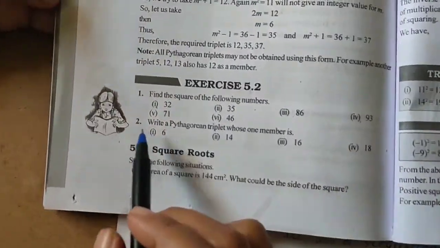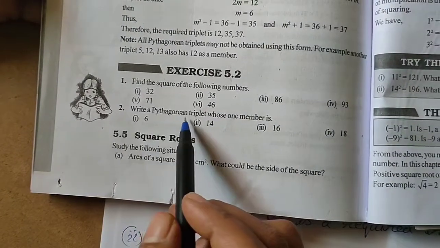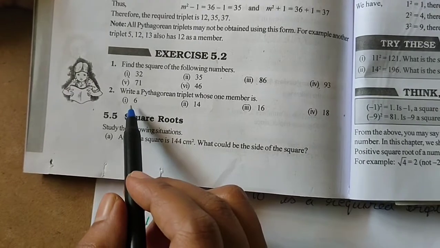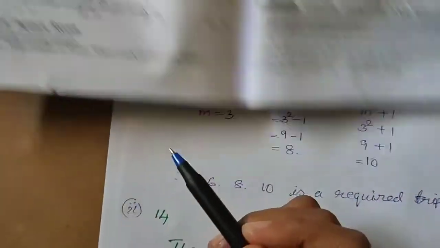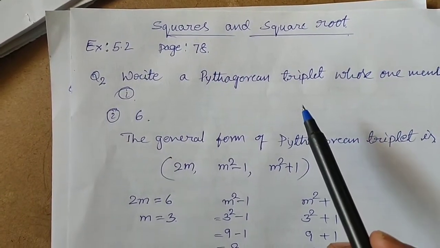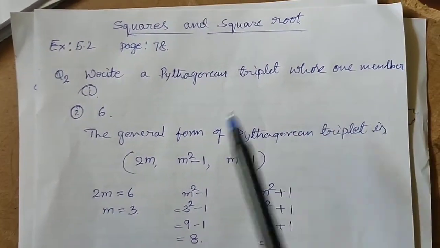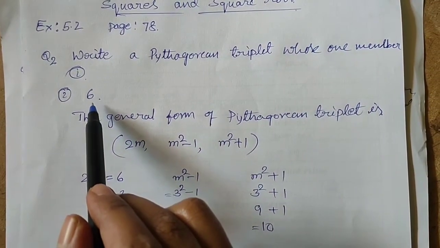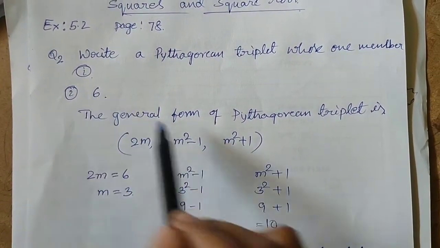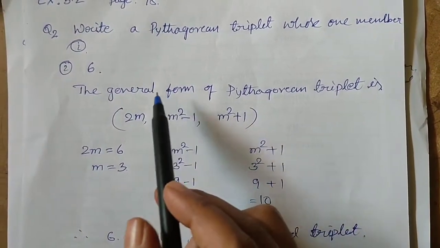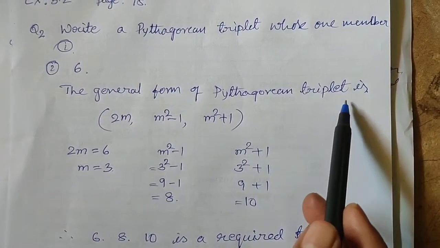Students, now we are going to the second question. Write a Pythagorean triplet whose one member is 6. The first member is 6. Students, you already know what a Pythagorean triplet is. In a Pythagorean triplet, there are three numbers. The first member is what? 6. So, before writing the Pythagorean triplet, first we remember the general form of a Pythagorean triplet.